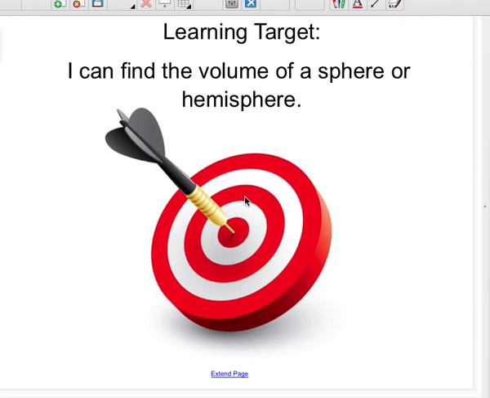We are going to continue on in our unit for finding the volume of three-dimensional figures, and this learning target is that you will be able to find the volume of a sphere or a hemisphere. So when we're talking about spheres, we're talking about like a basketball, right? Something that's three-dimensional and rounded on all sides. A hemisphere is going to be half of a sphere. All right, so let's look first at the volume formula for a sphere.